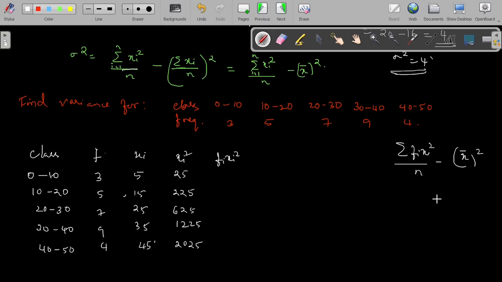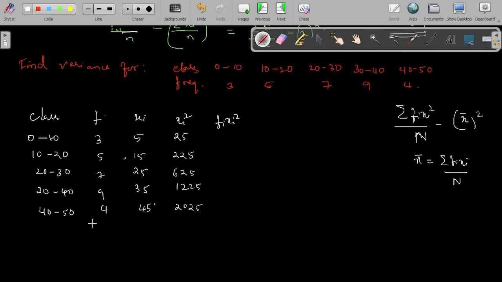Even before that, you need to get the mean. Mean is x bar equal to summation of fy xi divided by capital N. Here capital N is the sum of all frequencies, so capital N equals 28. I need fy xi square as well as fy into xi.